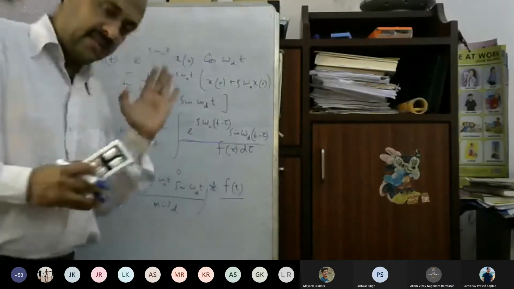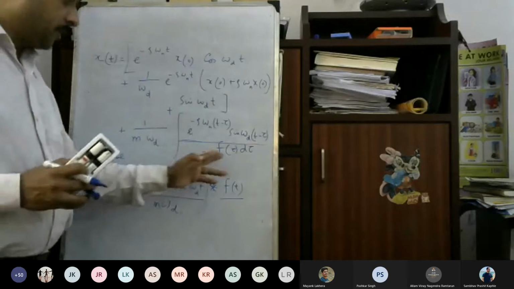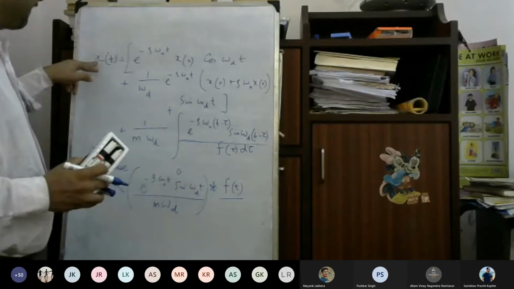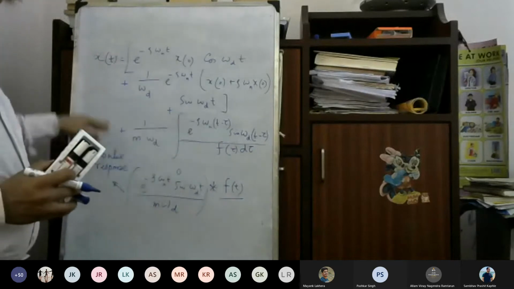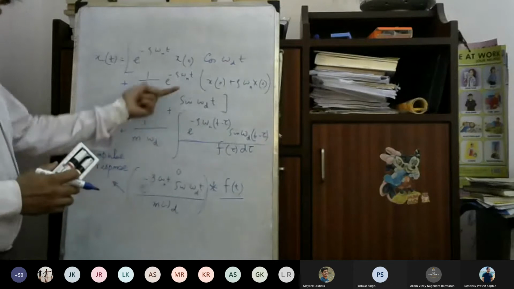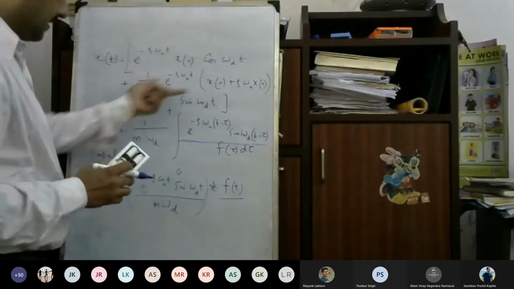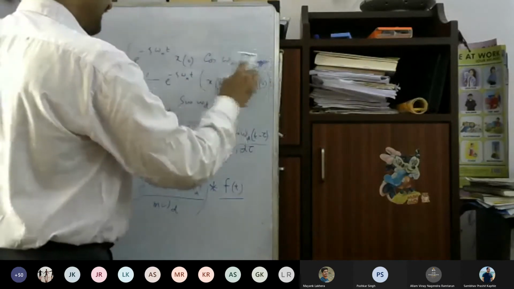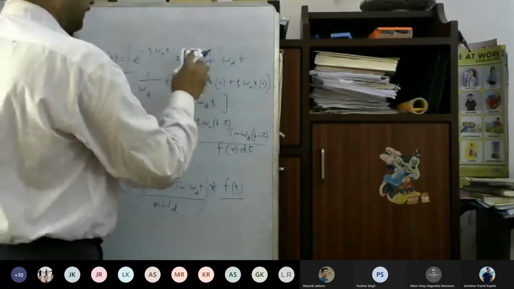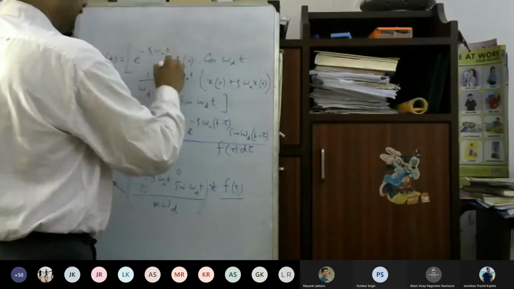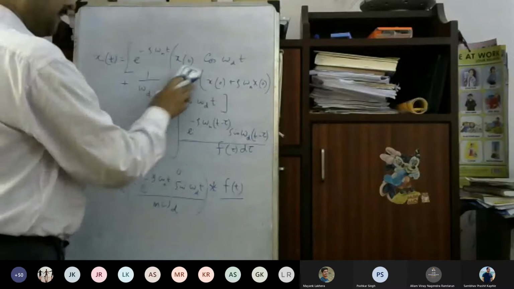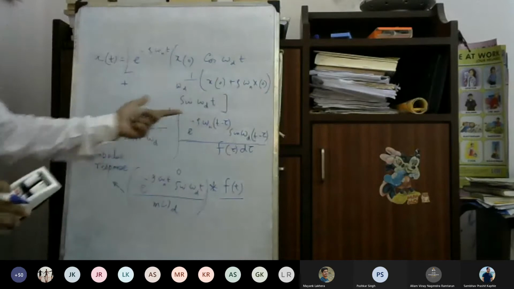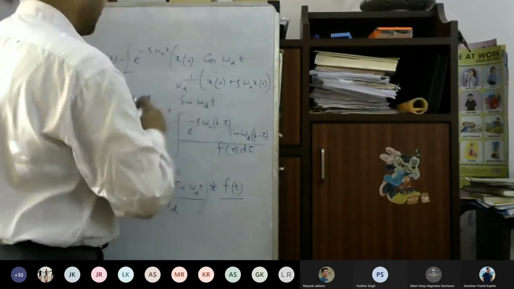Because we are only considering the time up to a certain point, this is denoted by t. So the function f at time t is given by this one. We can also write this part, because if you take out all this stuff, e to the power minus zeta omega n t, you will get cosine omega d t. This part will be cosine omega d t. I can write it this way. This will be 1 by omega d sine omega d t.